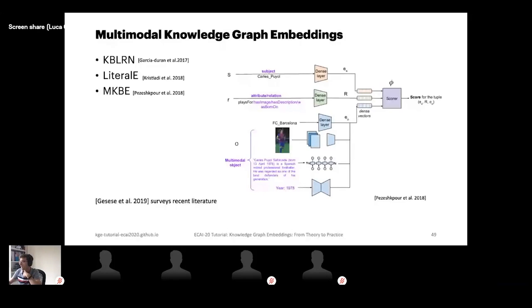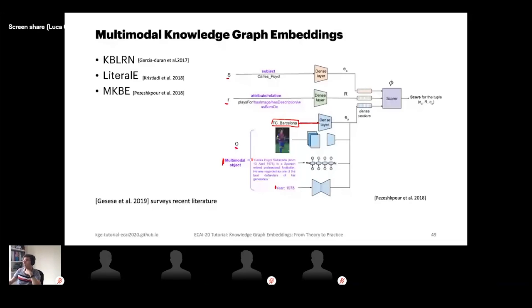This is a picture that comes from their paper, and they show how they are processing a subject, relation, and object triple, pretending that the object can be a multimodal concept. So if it's just a concept, it goes through the usual dense layer that we described earlier on. So Carles Puyol plays for Barcelona. But what if we also have information on Carles Puyol and the year when he was born?